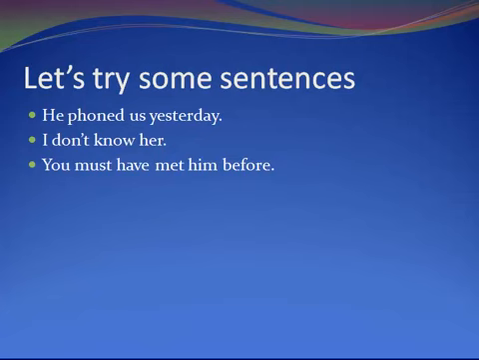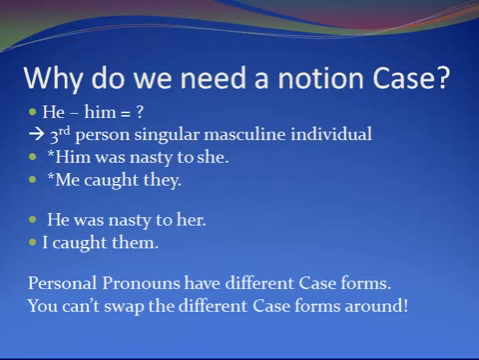Now what we find here is he is third person singular masculine, and him is also third person singular masculine. But they are different. So what's different between them? This is where we bring in this notion of case. Although they refer to the same sort of individual, third person singular masculine, we find that where he and him go in a sentence is different.